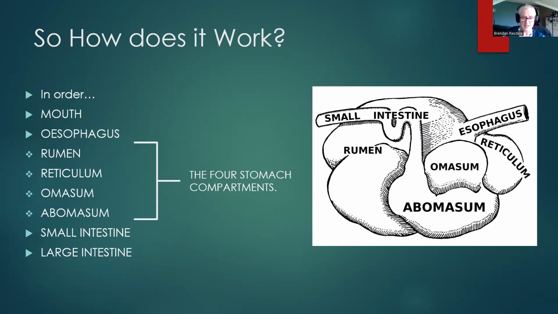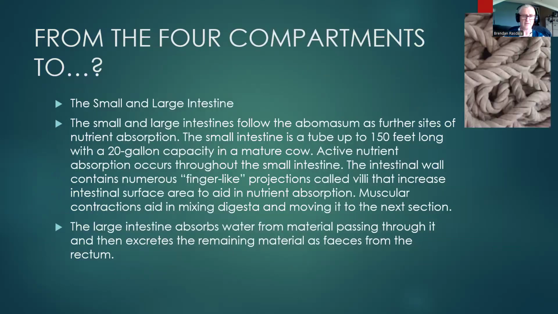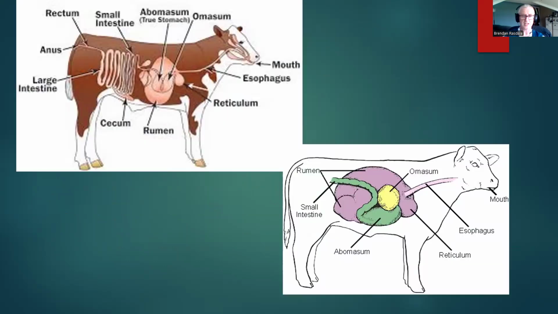So the abomasum is the last one, it's the true stomach, and then you know the story of the small intestine, large intestine. There we go. You can pause there if you want to check that, you've done it a million times. You should be fine on the role of the small and large intestine, okay?